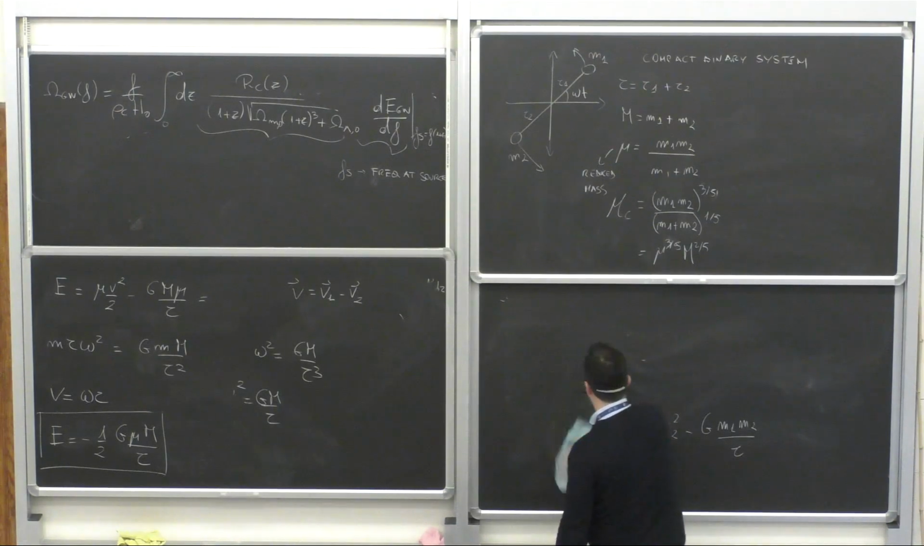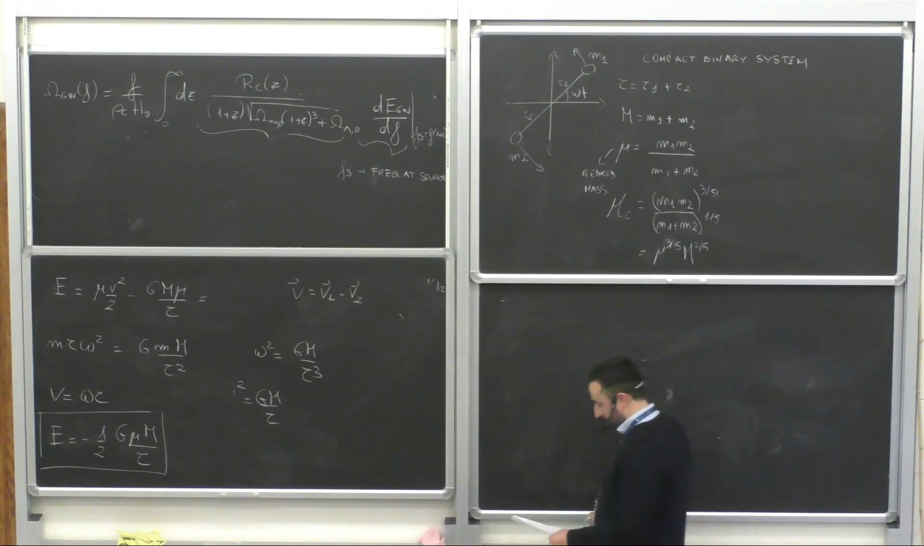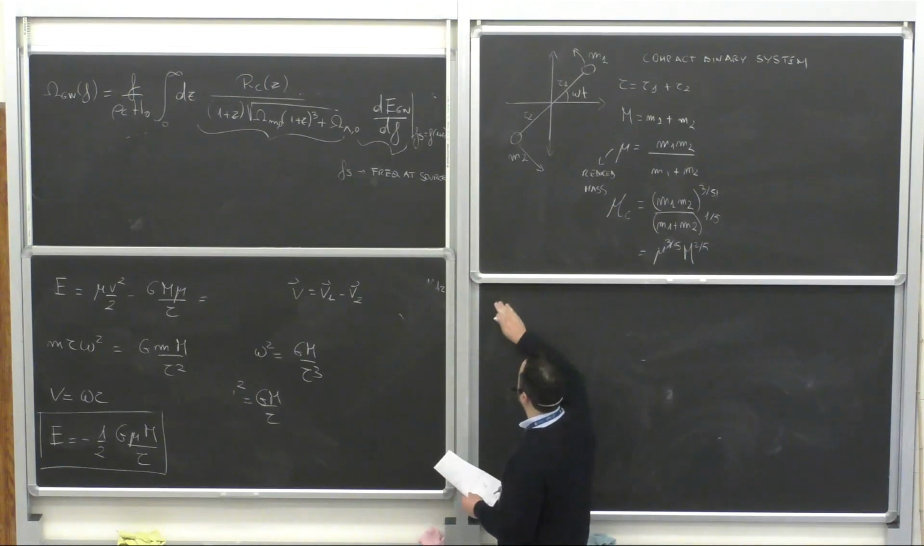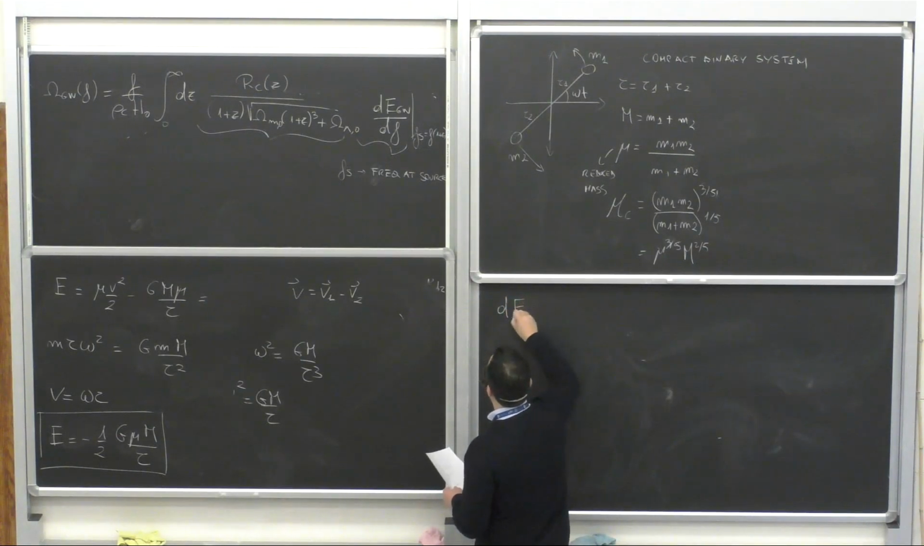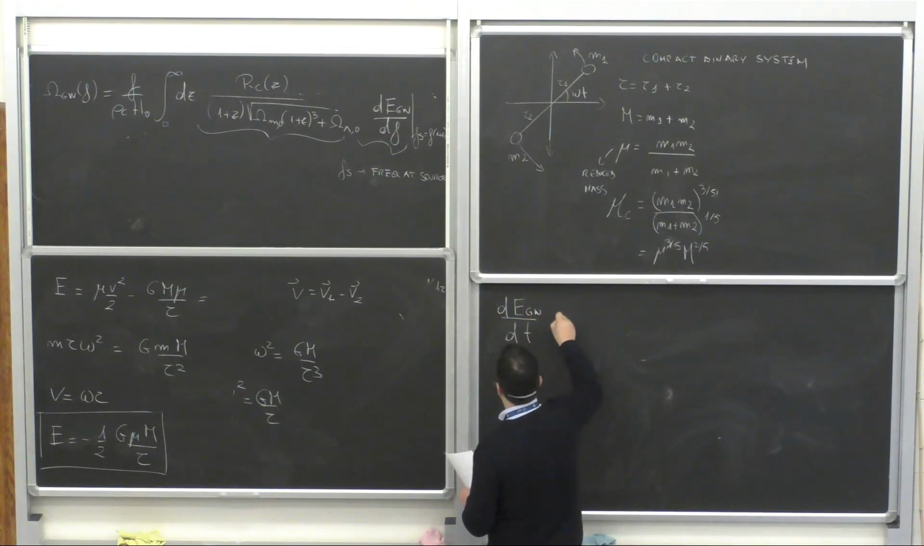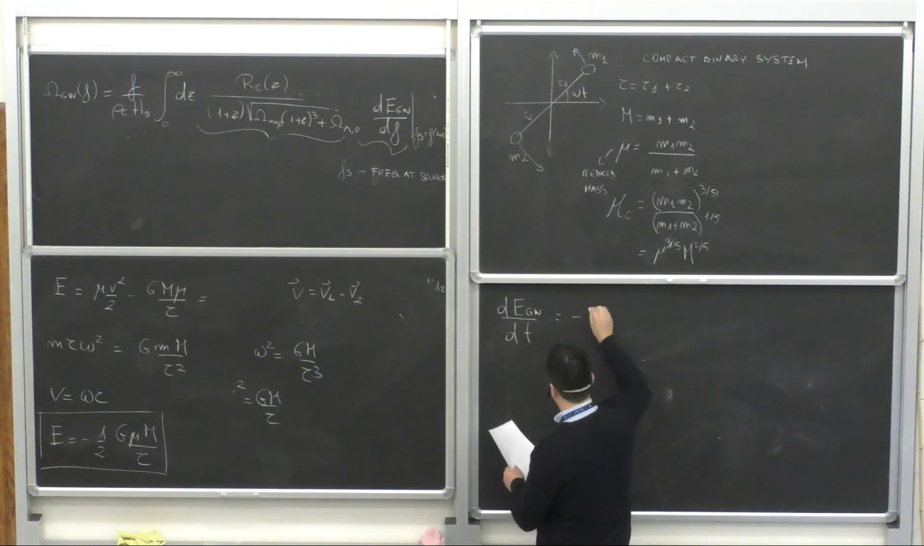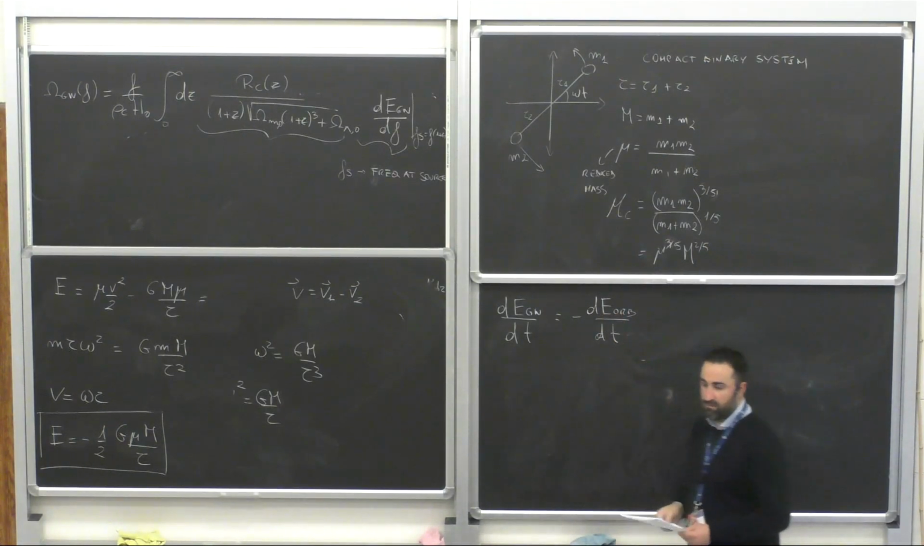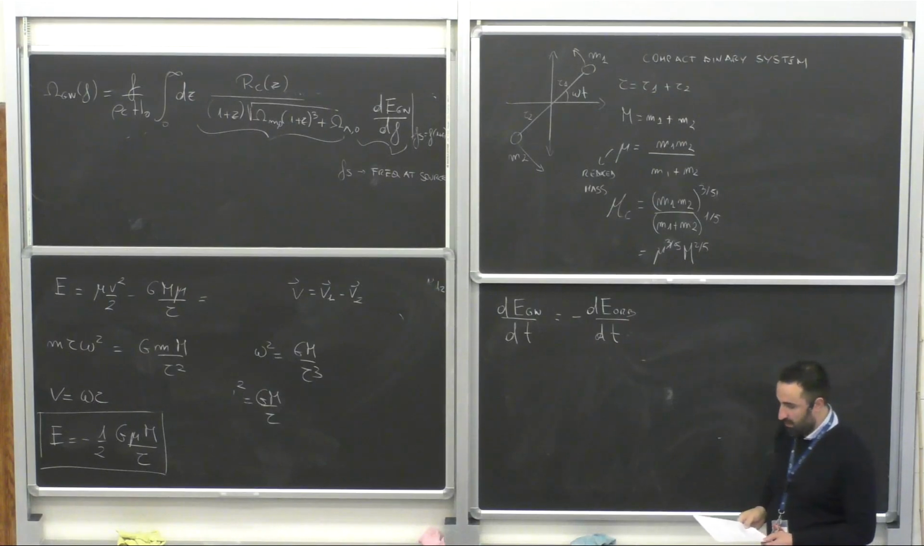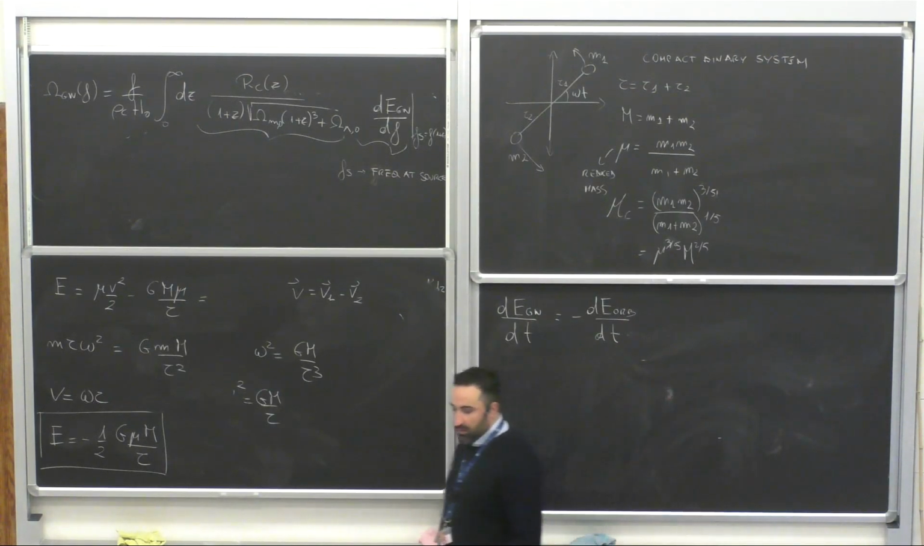As you know, the variation of energy due to the emission of gravitational waves must be compensated by the variation of the total energy, right? At the end, you just need to equate these two.